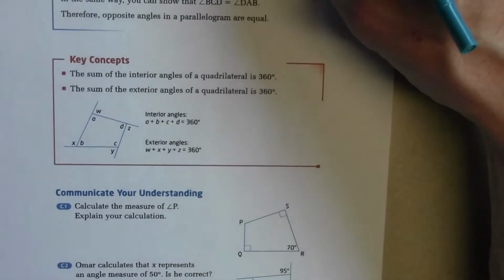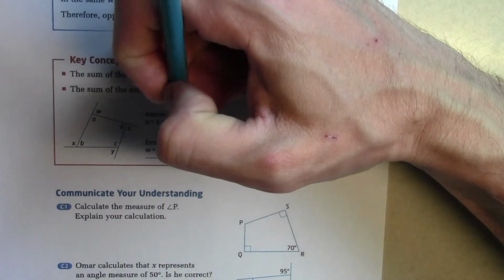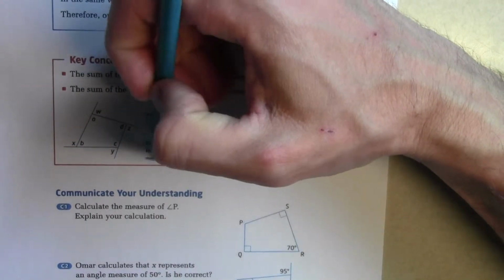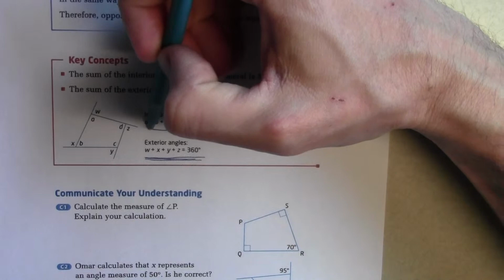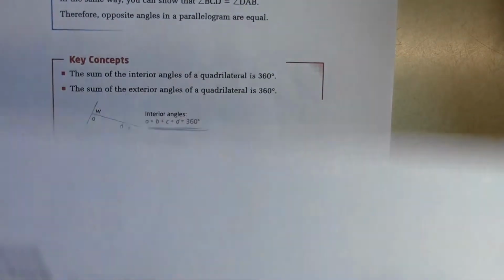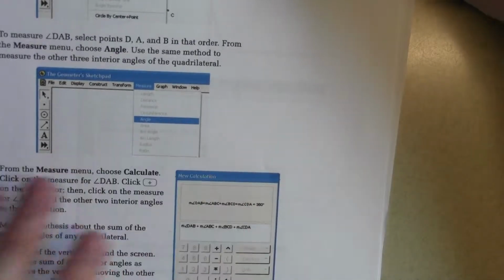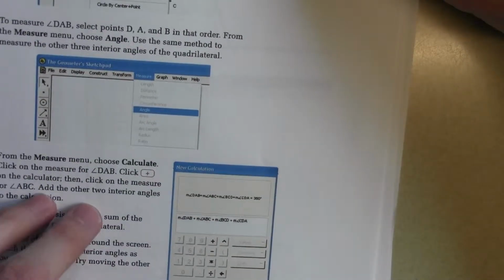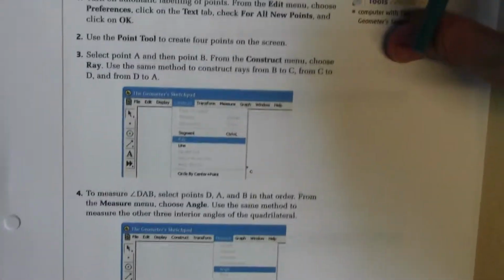Max is correct. As we can see in the key concepts, our exterior angles add up to 360. Our interior angles also add up to 360. Okay? Just wanted to double check there. All right, method 2, we're going to try and see if we can squeeze that in tomorrow.